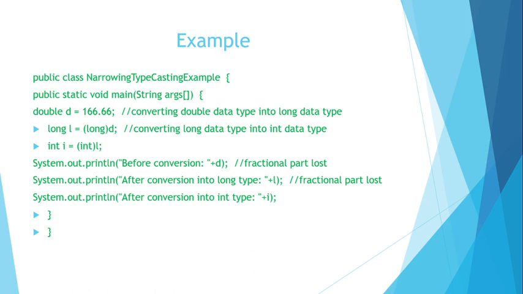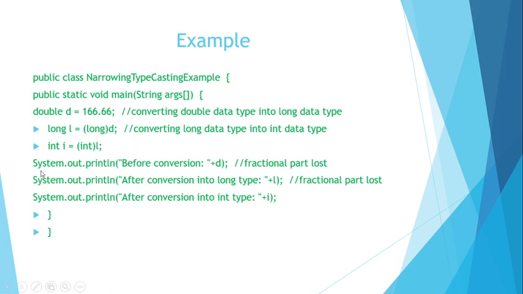Here is an example: public class NarrowingTypecastingExample. Inside the main method, we take a variable double d with value 166.66. How can we convert it? First, we specify the target. We have to convert the double into long, so I take a long variable l. We use the long data type in brackets to convert the double into long, and then we write the variable which we want to convert.